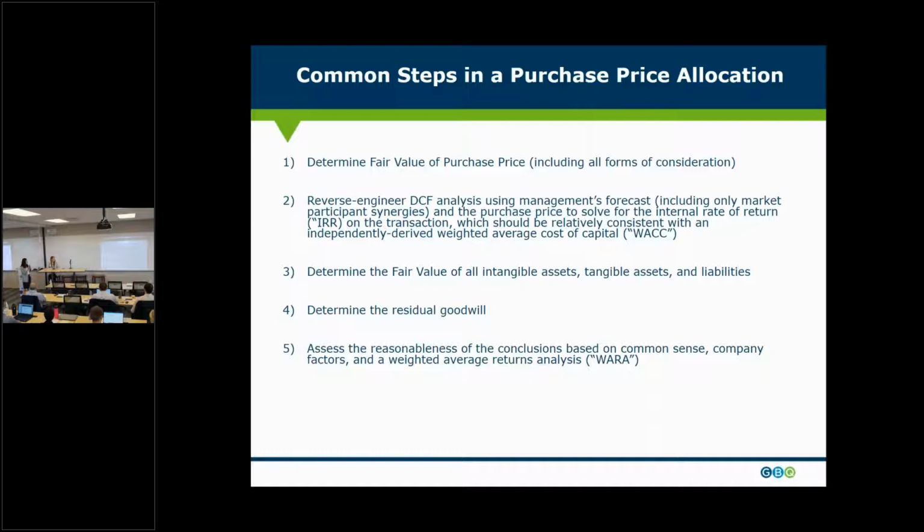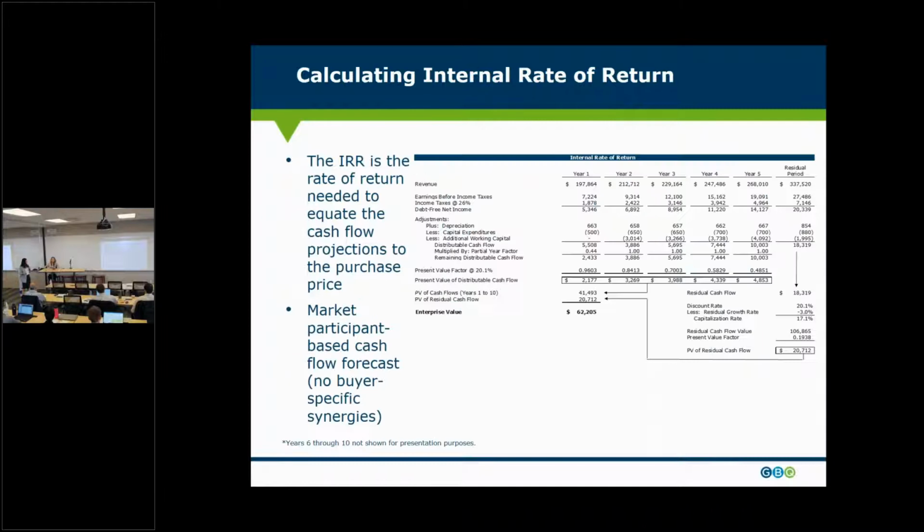But number 3, we're going to determine the fair value of all intangible assets, tangible assets, and liabilities. And then we're going to determine the residual goodwill. And lastly, we're going to assess the reasonableness of this based on a few things: common sense. We always do a gut check. I mean, does what we're getting make sense? Think about company factors. And lastly, consider the weighted average return analysis, the WARA.